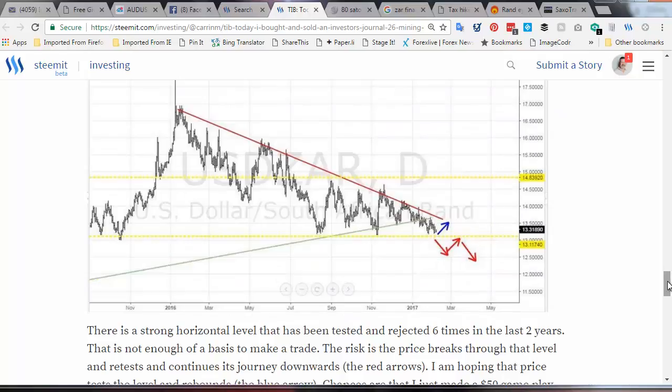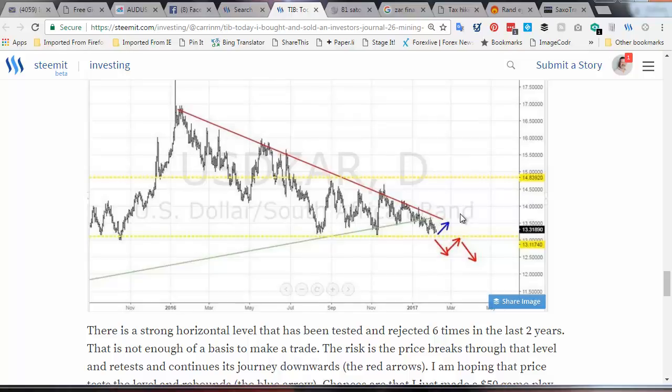Here's the analysis I did on the currency. Basically, we've seen the currency running down with a series of lower highs, and it has consistently stopped at this level 1, 2, 3, 4, 5, 6, 7 times. So my view is the currency was going to do one of two things. It was going to break down, retest and drop, or it was going to head upwards.